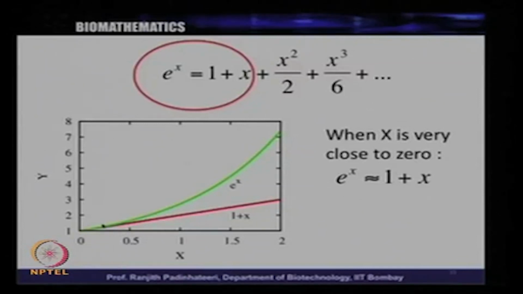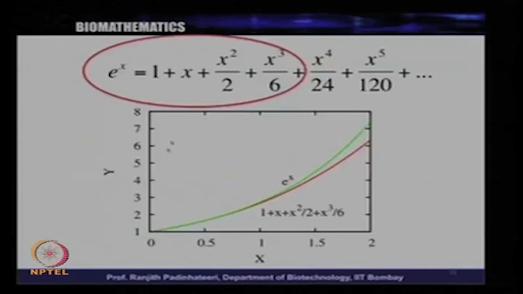Now, if we take a few more terms, like 1 plus x plus x square by 2 plus x cube by 6 and so on, what do we get? So, in this series, we saw that e power x is a very long, infinite series.